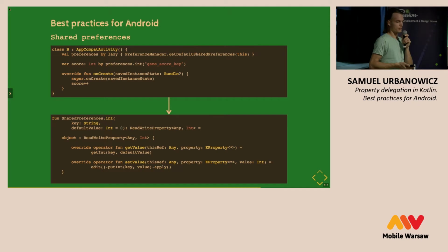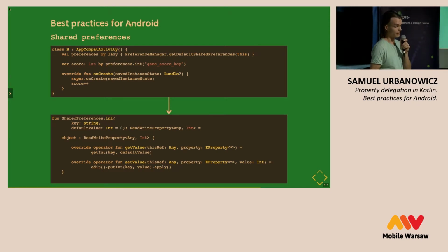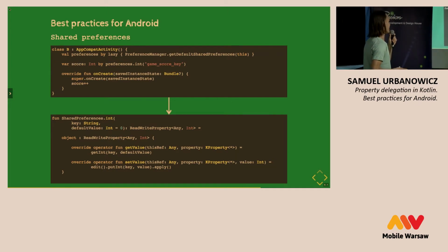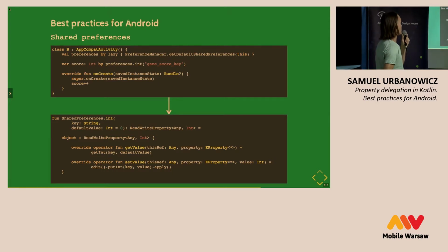Here's how we can achieve it. We can create an extension function for the shared preferences, which would take a key and a default value. In our getter, we would just invoke the getInt function, passing here the key and the default value. Also in the setter, we just perform edit, putInt, and apply operations.